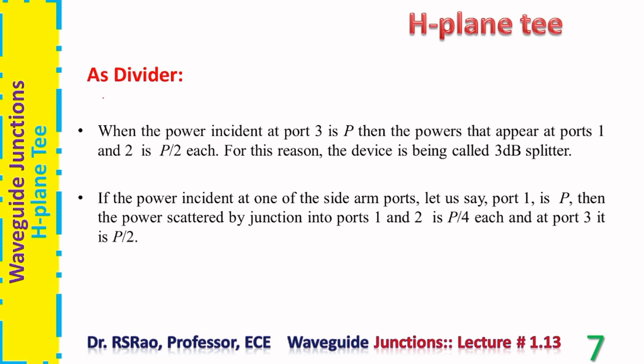Now, power division in the H-plane T is described in words. When the power incident at port 3 is P, then the power that appears at ports 1 and 2 is P by 2 each. For this reason, the device is called a 3 dB splitter. In dB, half is 3.